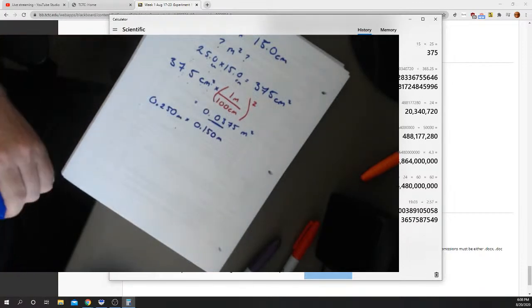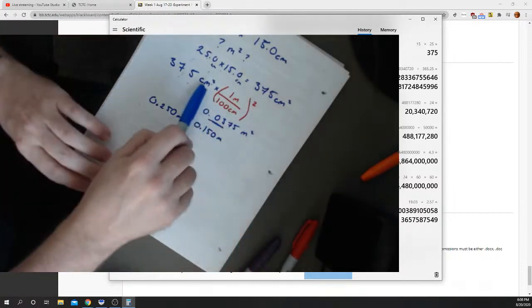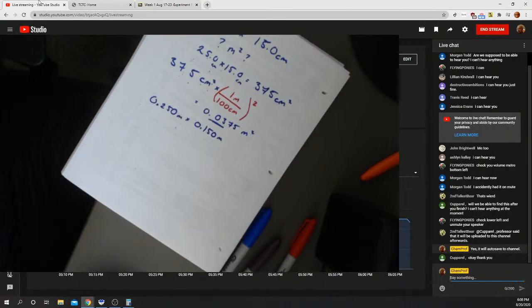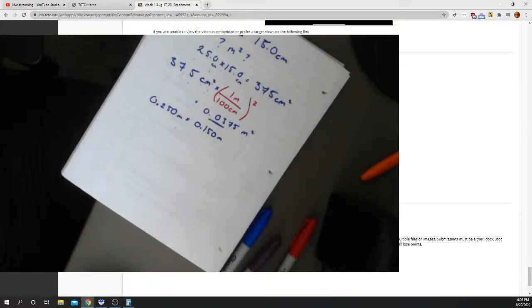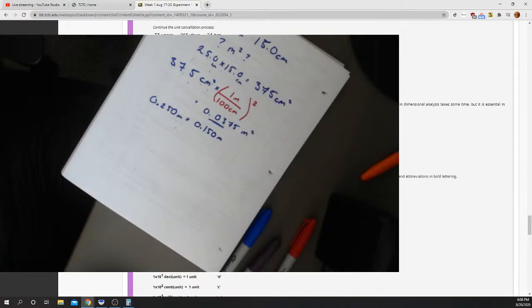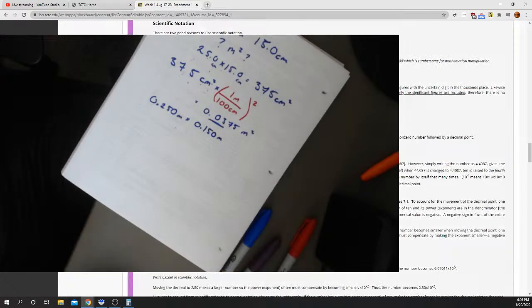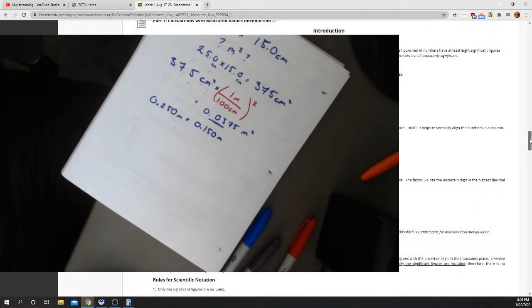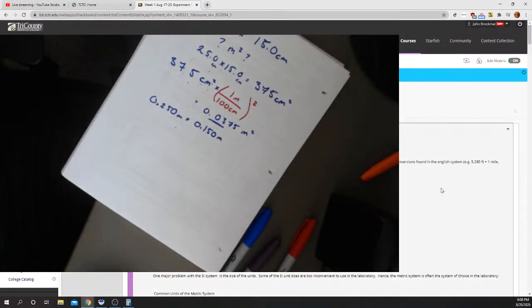So remember, don't just look at the unit, pay attention to whether the unit has any exponents, because that will change the size of the number, the size of the conversion that you're looking at. All right, and that is everything. I think, yes, that is everything that they talk about in this lab.